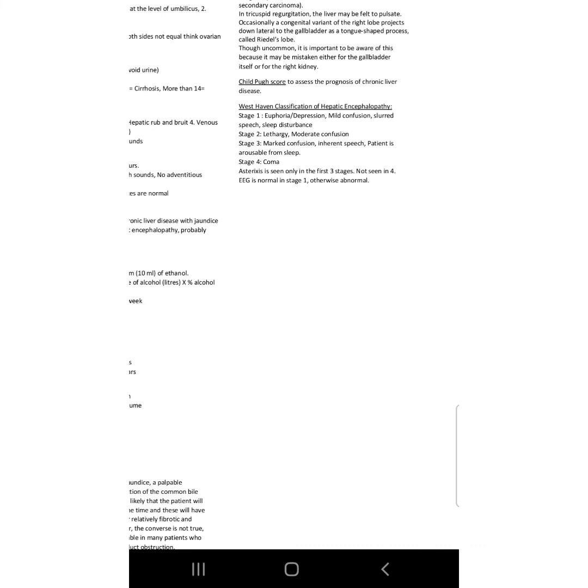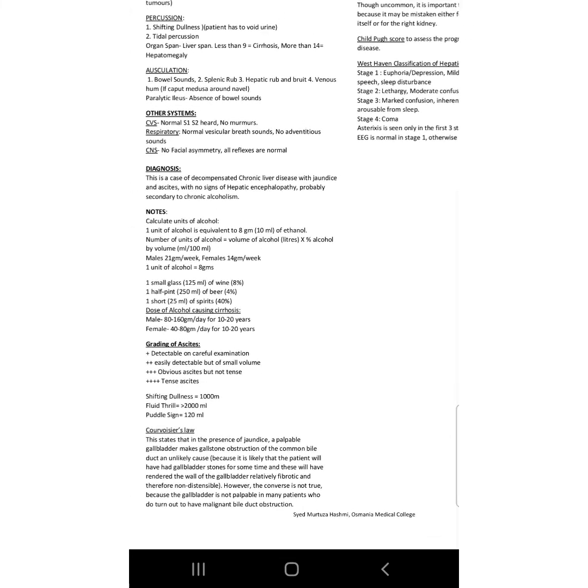So you have to know about the West Haven classification of hepatic encephalopathy and how the liver is when you palpate: soft, smooth, tender in heart failure, firm, regular in obstructive jaundice and cirrhosis, hard, painless, irregular in carcinoma. So you need to know about grading of ascites, +1, +2, +3, +4, shifting dullness, fluid thrill, puddle sign, and Courvoisier's law you need to be well aware of, and you need to know about alcohol and smoking years, and how you check for 1 unit of alcohol.